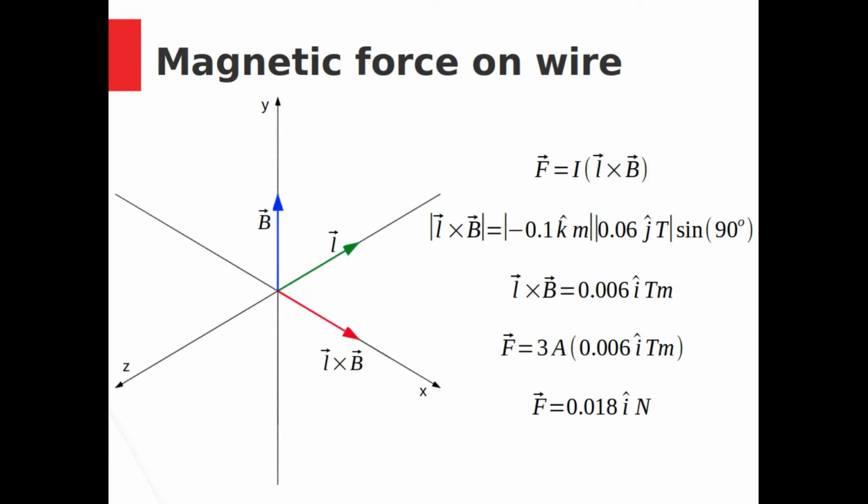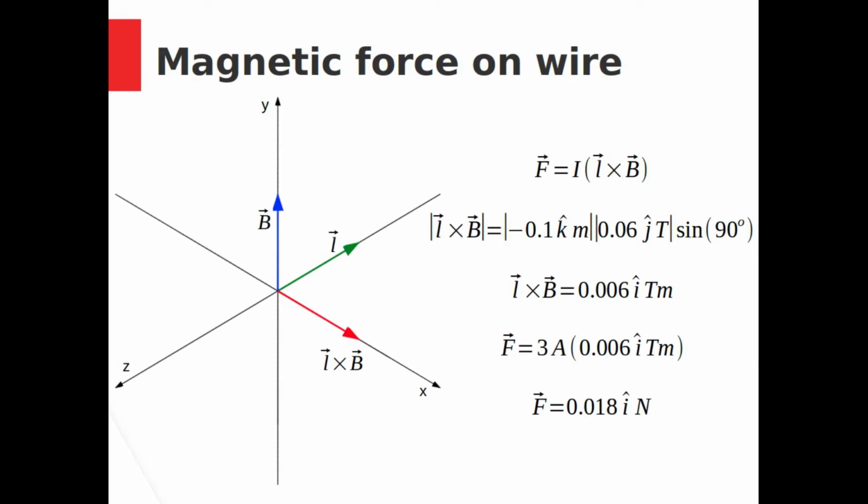First, we need to calculate L cross B. The size of the cross product is 0.006 Tesla meters. The direction of the cross product is given by the right-hand rule. Try it for yourself. Your hand points in the direction of the length. Your fingers curl in the direction of the B field. Your thumb points in the direction of the force. That's positive x. So we can write the overall cross product as 0.006 i Tesla meters.